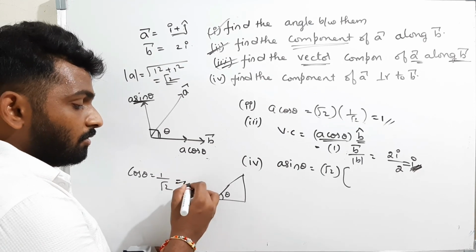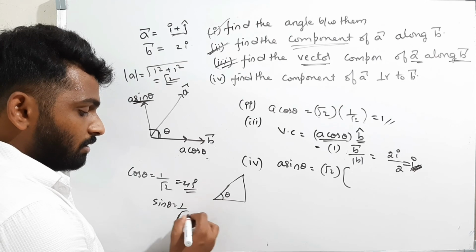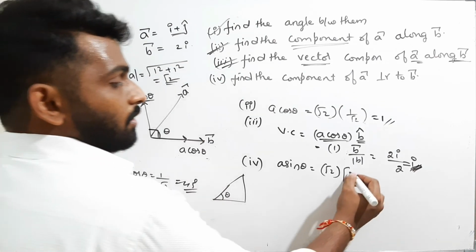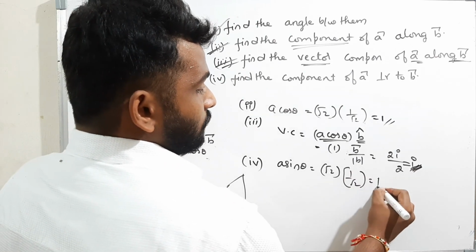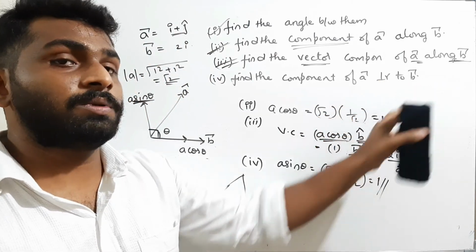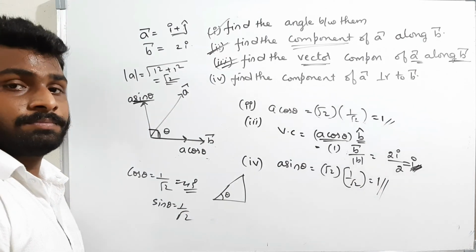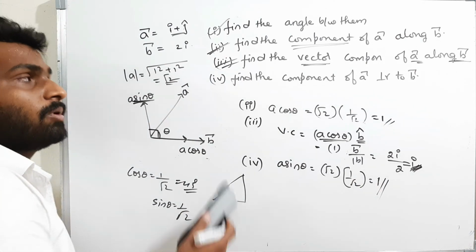That means nothing but 45 degrees. Therefore sin theta is also 1 by root 2. Therefore 1 by root 2 times root 2 is nothing but 1. The component of A bar perpendicular to B bar is nothing but A sin theta, that is nothing but 1. I think it is clear. Okay, now we will see the last problem.